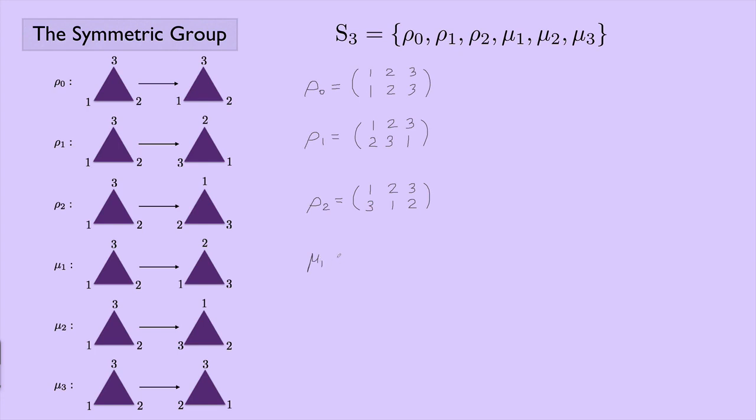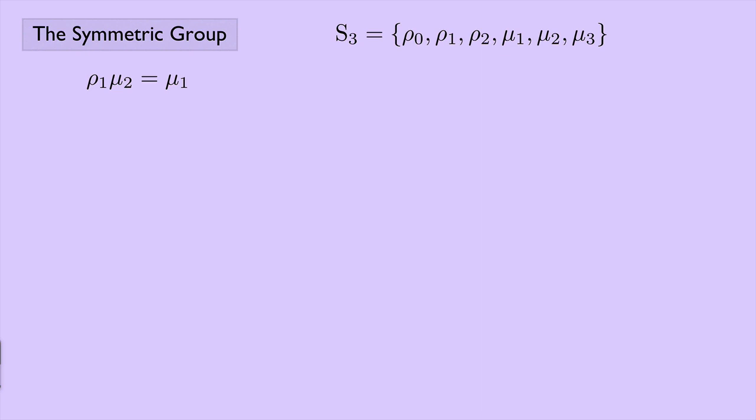For mu1, this was a flip, and the flip left 1 alone. If you look at the triangles here, 1 stayed exactly where it was, so I can just put a 1 here, and it was the 2 and the 3 that flipped. So 2 went to 3, and 3 went to 2. For mu2, that's the one that left 2 all alone. So 2 stayed where it was, 1 went to 3, and 3 went to 1. And then finally, mu sub 3 was the one that left 3 all alone. And so 3 stayed where it was, and 1 and 2 switched places.